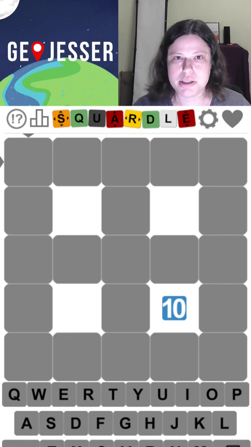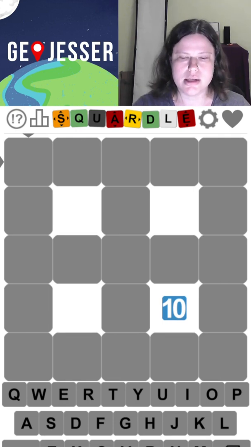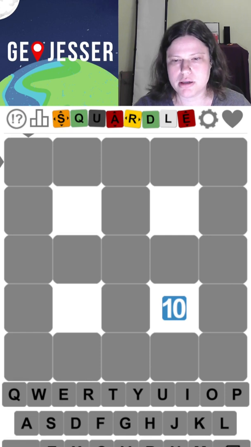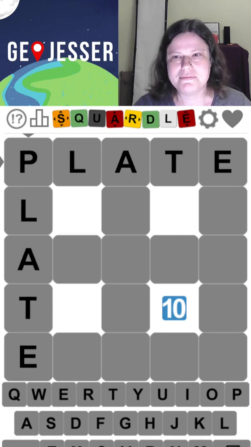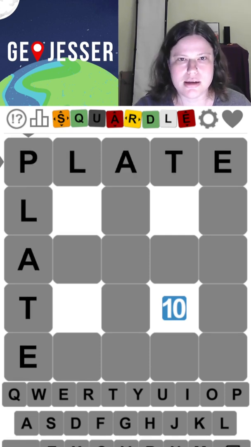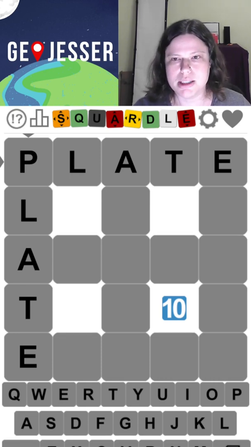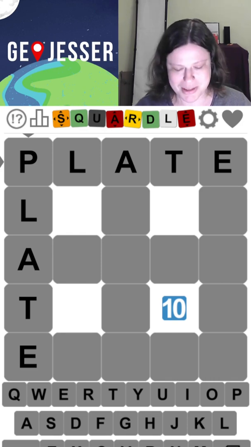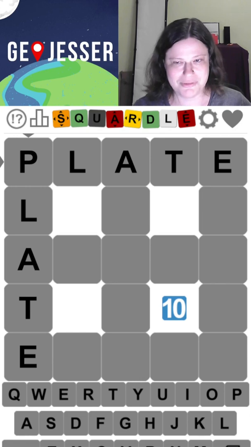So I am going to start with, I don't feel like starting with stair today. I feel like starting with plate. I find with Squaredle, for some reason, I like to start with more unusual letters, or at least a few more unusual letters, because there's 6 words, so it's really useful to know if they're there. Common letters are all over the place, but if there's a unique letter, it's really useful to know about it.